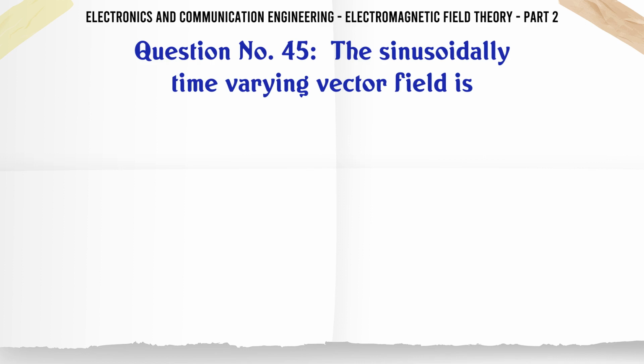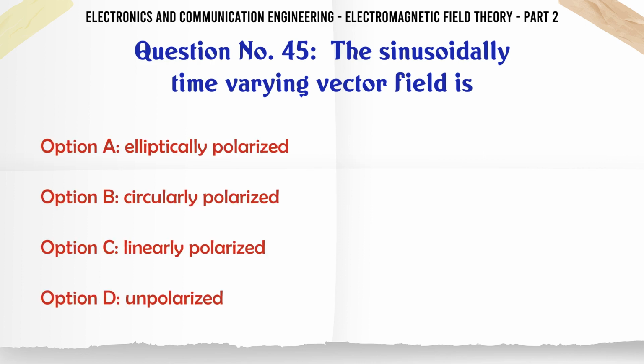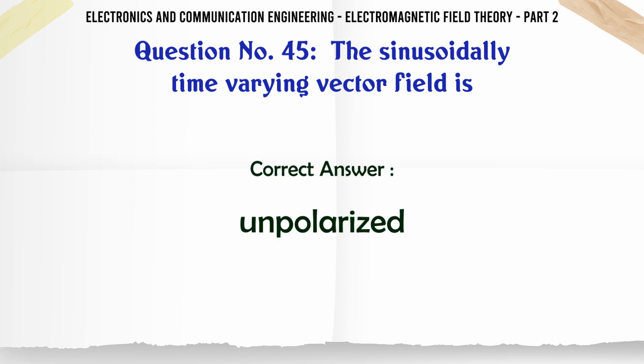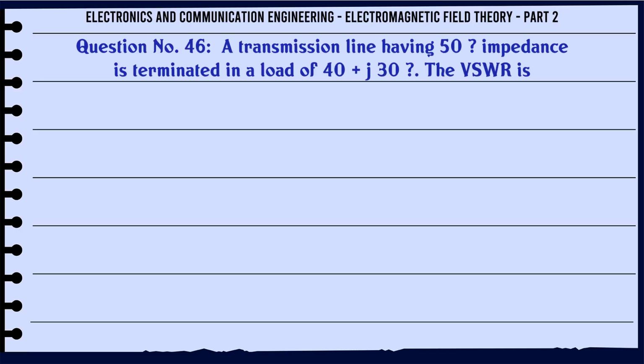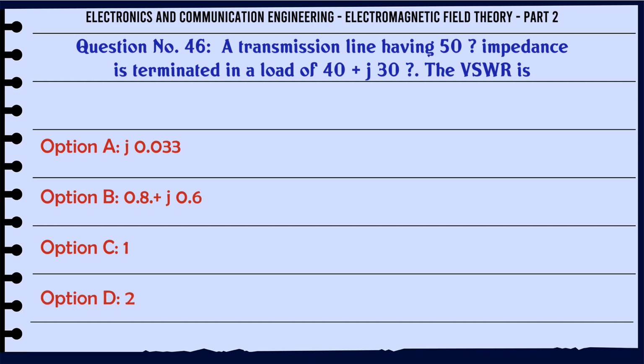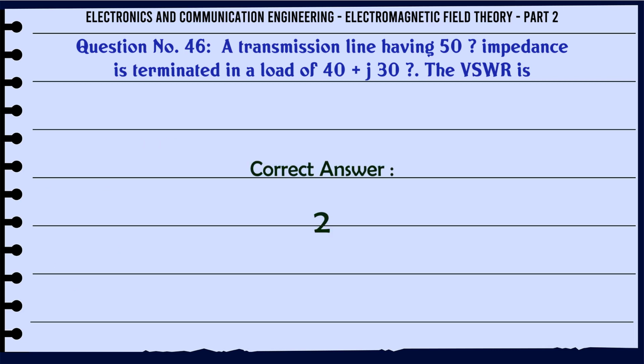The sinusoidally time varying vector field is: A elliptically polarized, B circularly polarized, C linearly polarized, D unpolarized. The correct answer is unpolarized. A transmission line having 50 Ω impedance is terminated in a load of 40+j30. The VSWR is: A j0.033, B 0.8 - j0.6, C 1, D 2. The correct answer is 2.